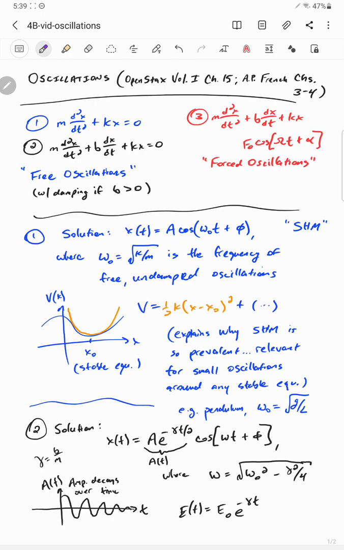A book that really goes into a lot more detail is the book by French. These equations come mostly from chapters 3 and 4. Some of the background information comes from chapters 1 and 2, but equation 2 comes from chapter 3, and equation 3 comes from chapter 4. Background information, number 1, is probably best found in OpenStax.